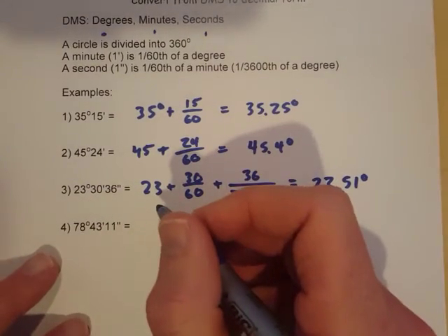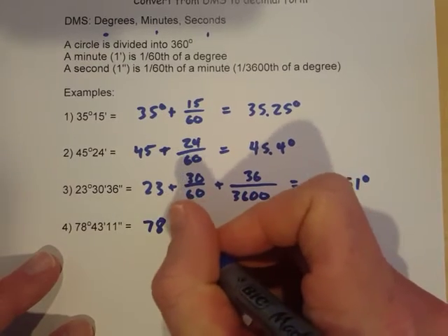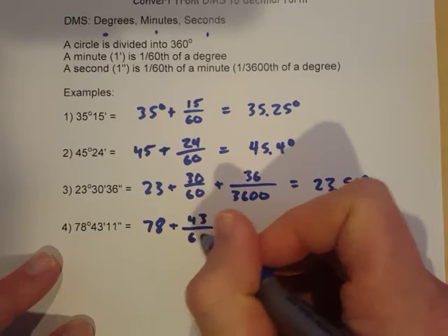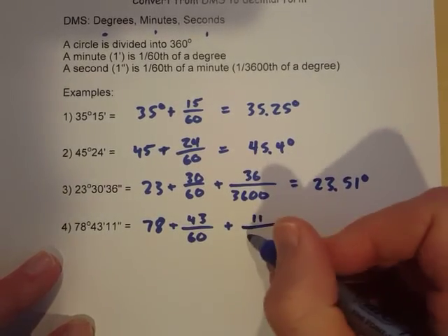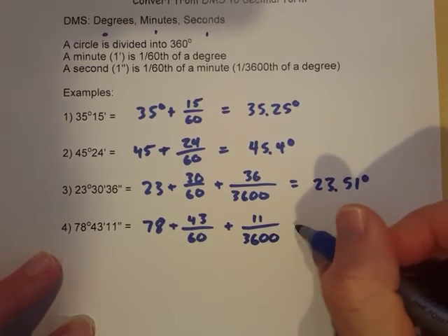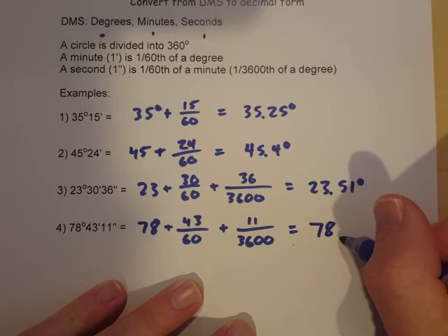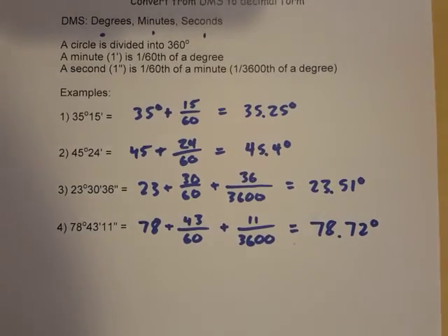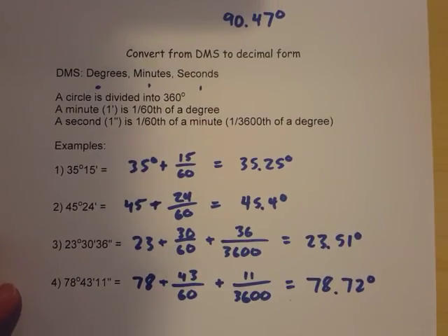All right, one last one. Again, very similar to what we had before. We do 78 degrees plus 43 over 60 plus 11 over 3600. And if you punch that in, you should get 78.72 degrees. And that's all it takes to convert from DMS to decimal form.